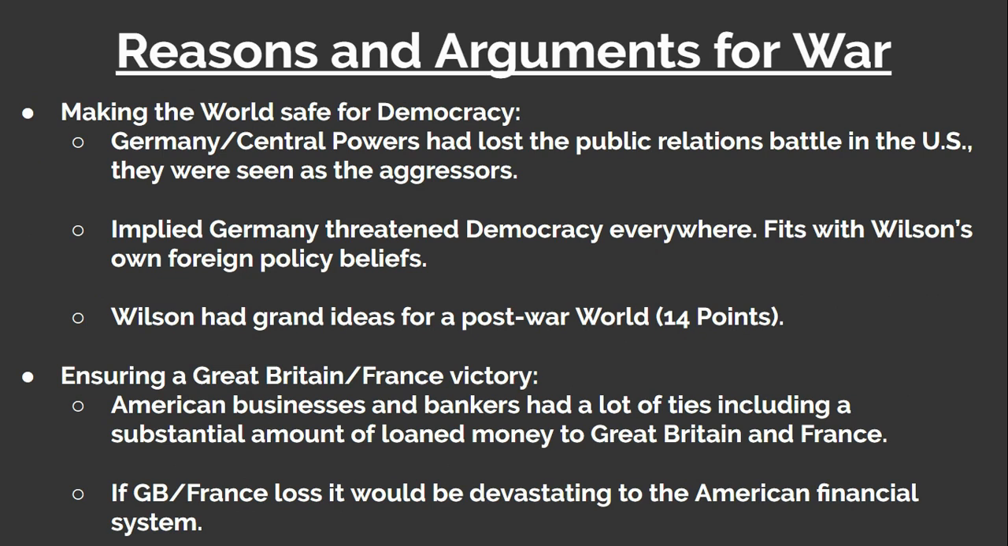In Wilson's speech, he'll make the argument that the United States needs to make the world safe for democracy, characterize Germany and the Central Powers as the aggressors, and Germany and the Central Powers had lost the public relations battle in the U.S. Even early on in the war, when Germany had invaded Belgium, the American press had played up basically Germany as the aggressor, and that they did a whole bunch of atrocities in Belgium. Some of these things were exaggerated, but Germany was not doing well as far as public relations go in America. And Wilson implies that Germany, if they win, they will threaten democracy everywhere.